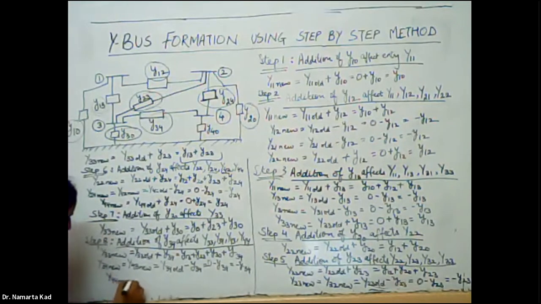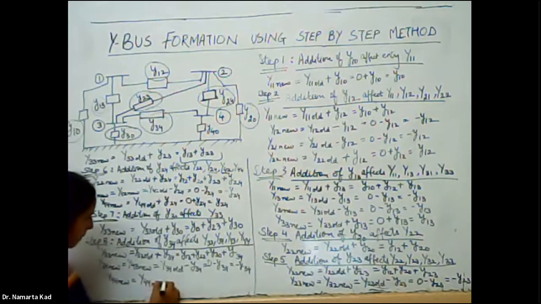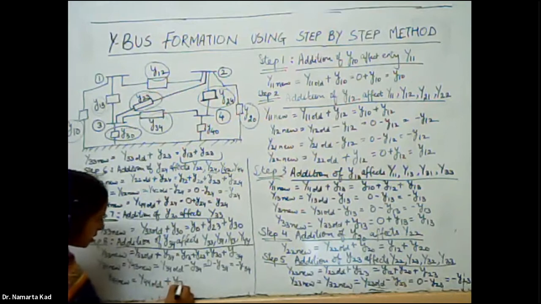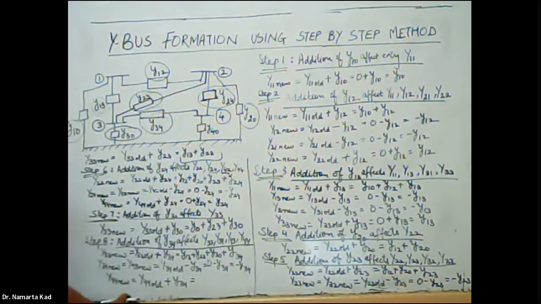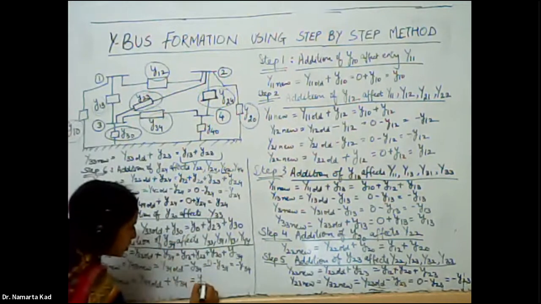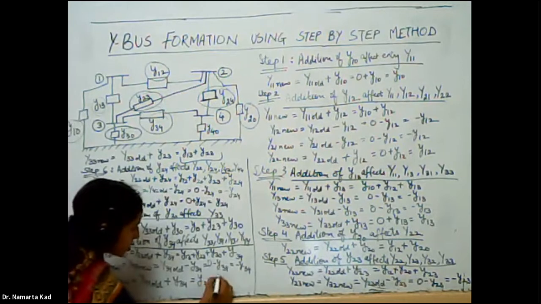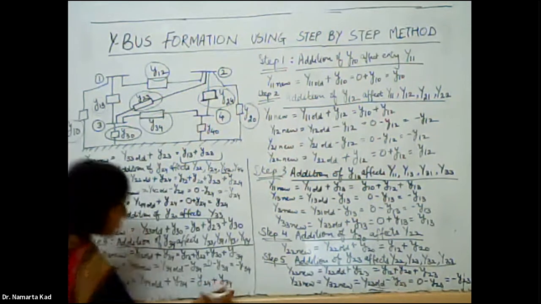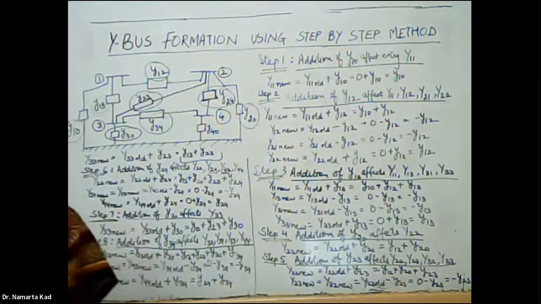Finally y44. Y44 new is equal to y44 old plus y34. And what is y44 old? It is calculated in step number 6. So it is y24 plus y34. So this is the entry for this step.